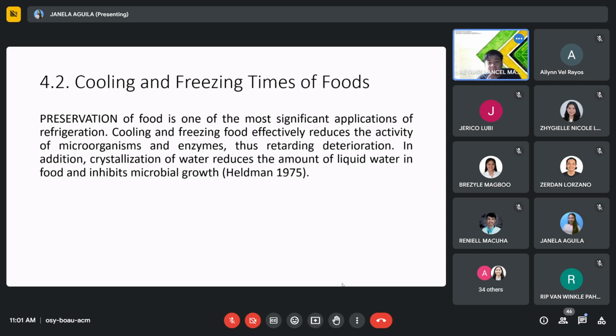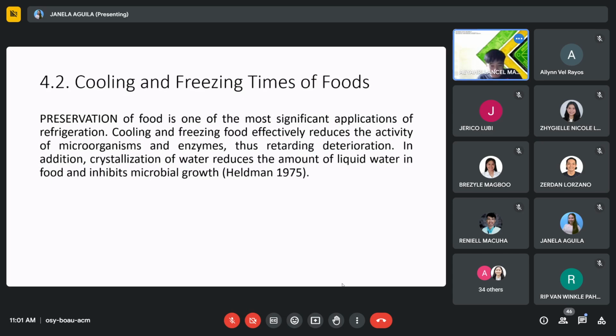So kapag naglagay tayo ng pagkain sa ref, o kaya sa fridge or dun sa freezer, kagaya ng normal na ginagawa ng mga tao, yung food kasi kumbaga masisira dahil sa water, nakakatulong yung water. Ngayon kapag pinipreeze natin yung mga pagkain, mas tumatagal siya, parang ganun.